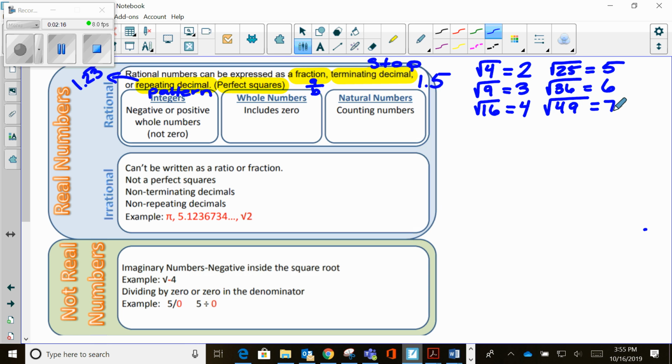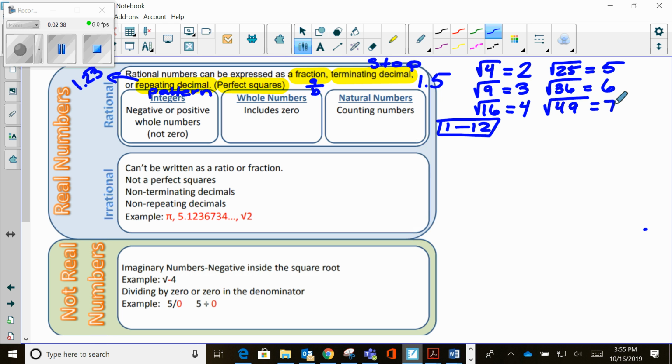You need to know your perfect squares between 1 and 12. So you need to learn your perfect squares between 1 and 12. And you simply would go 1 times 1, 2 times 2, 3 times 3, 4 times 4, all the way up until 12, until you know those answers. You need to have those memorized.